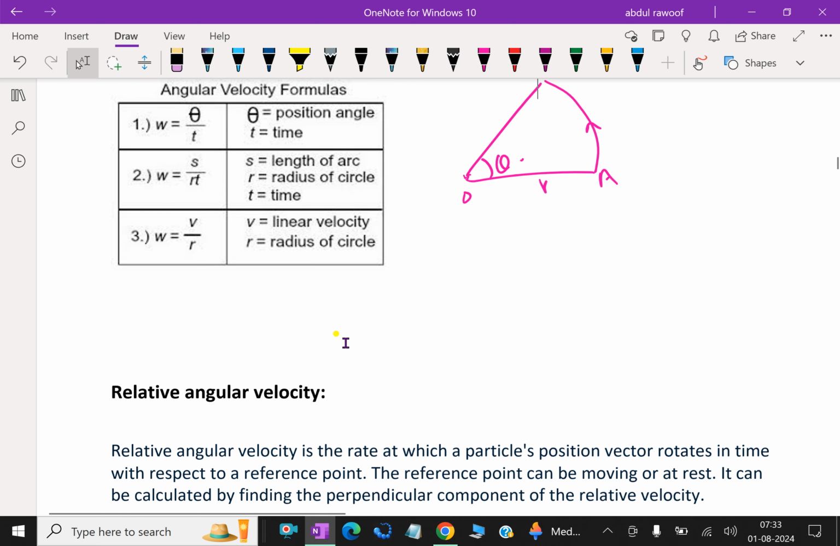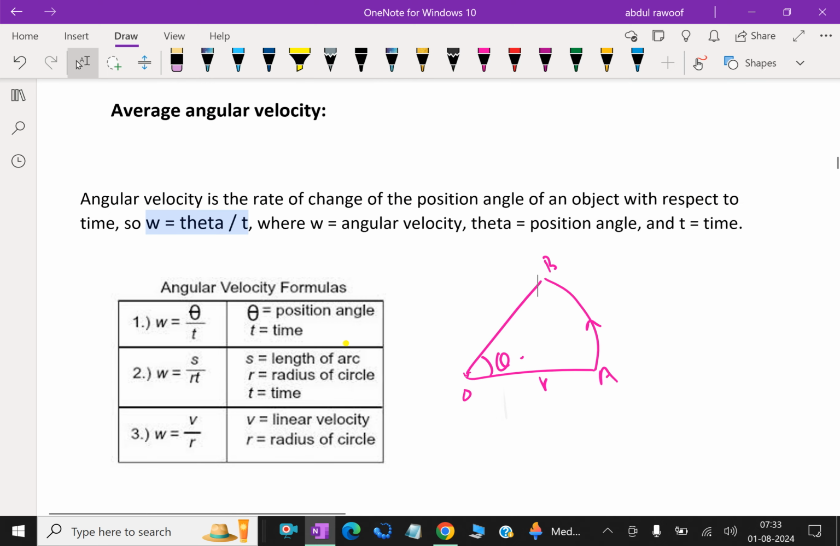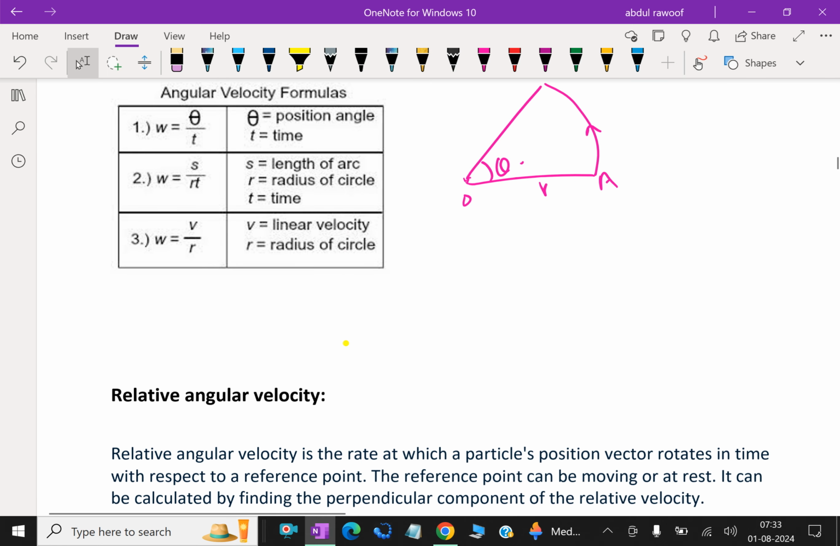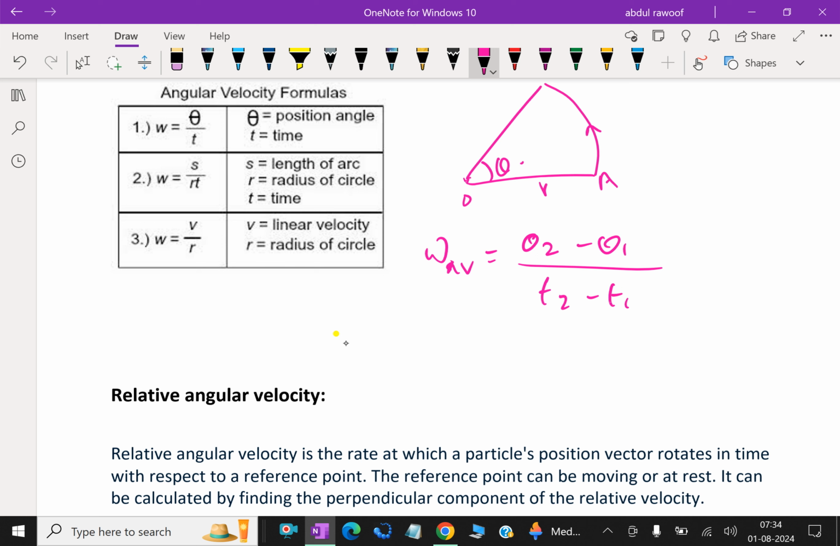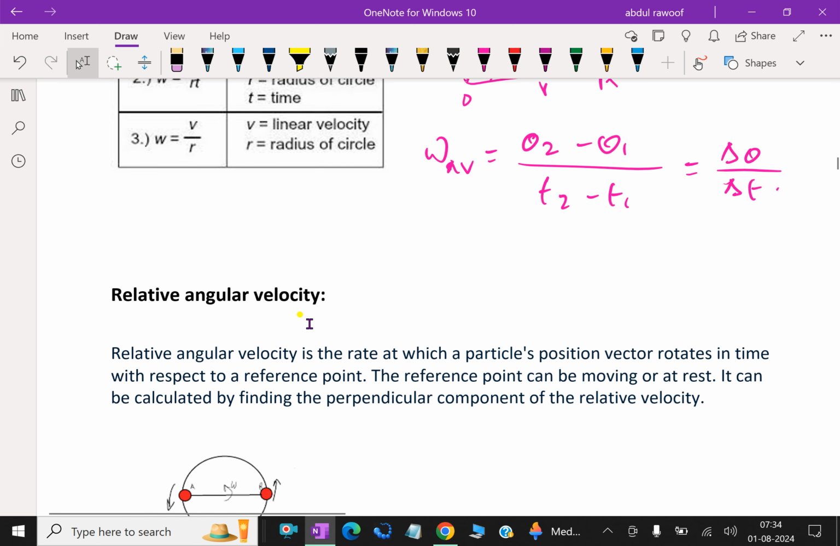Therefore, the average angular velocity ω average equals the total angle of rotation, that is (θ2 − θ1)/(t2 − t1), which can be written as Δθ/Δt. This is the formula.